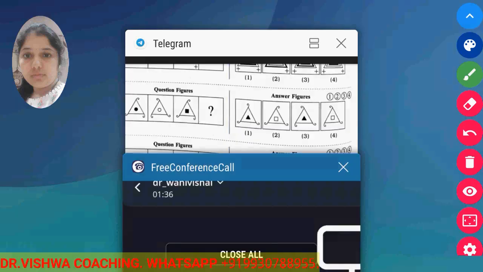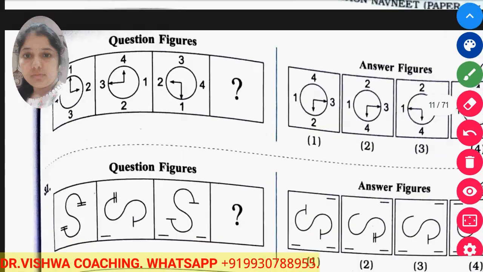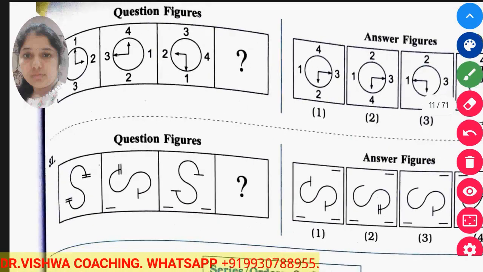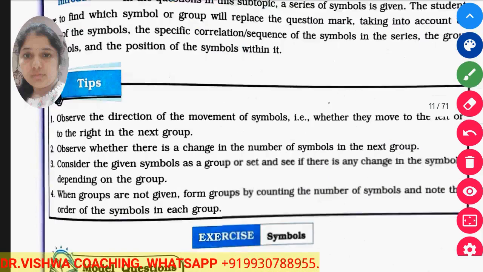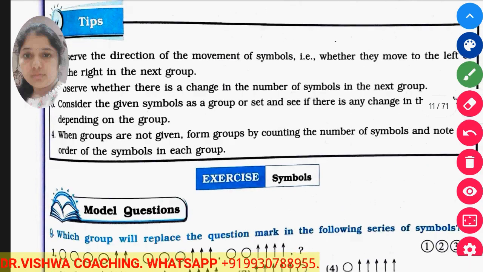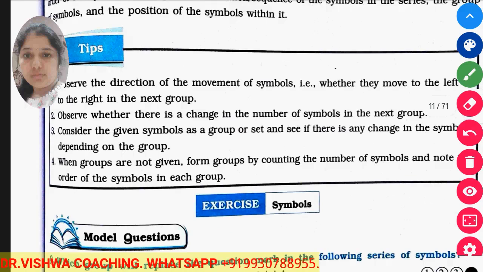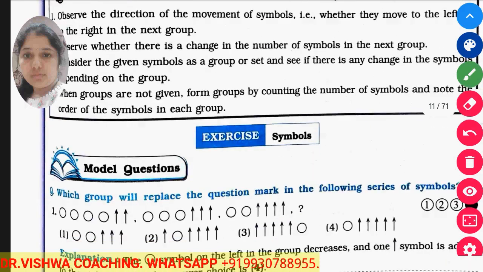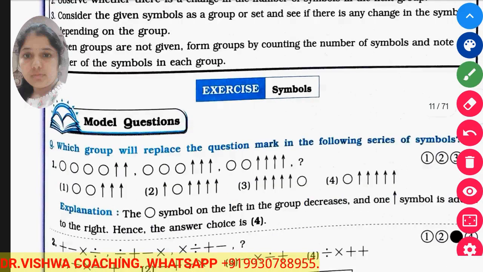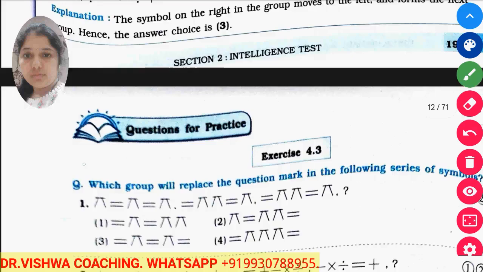For scholarship grade 7, we are learning the topic series and order, and we had learned the exercise based on numbers and figures. Now the next topic is based on symbols. Symbols are given in specific series. They move from left to right in the next group, and we have to observe the pattern and identify the next symbol that will replace the question mark.